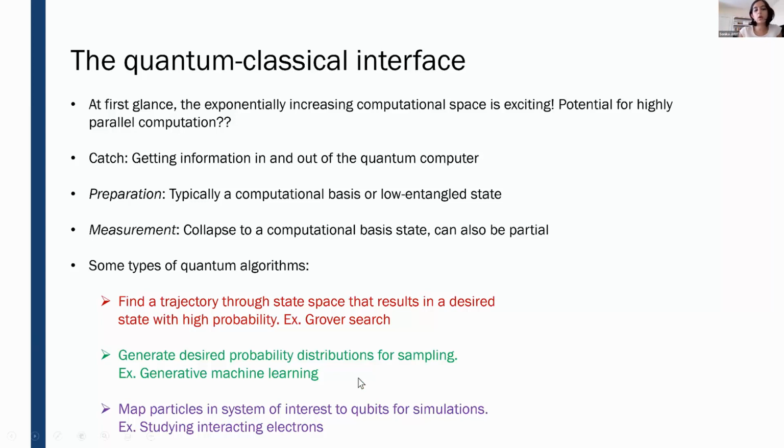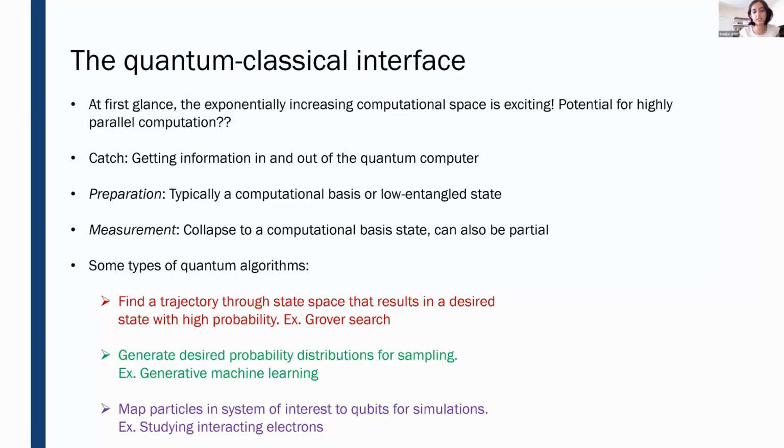Then another would be, so earlier we talked about the probability distribution that results when you try to measure a quantum state. And so one class of quantum algorithms is around generating desired probability distributions for sampling. One application of this is in generative machine learning, where you're trying to generate probability distributions that resemble the probability distribution of some data set.